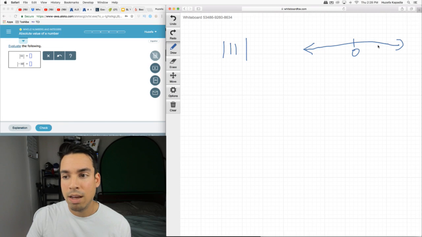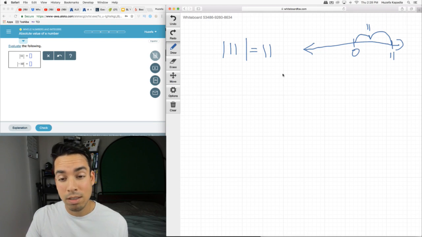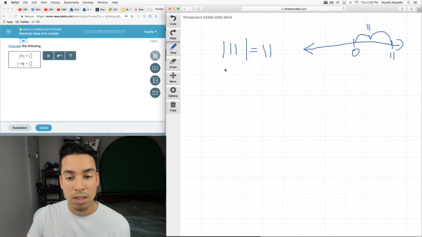So absolute value of 11 is the distance from 11 to 0, which is 11. The absolute value of 11 is indeed 11. The other way to think about it is, hey, it's the positive version of this number. Since 11 is already positive, absolute value of 11 is positive 11.